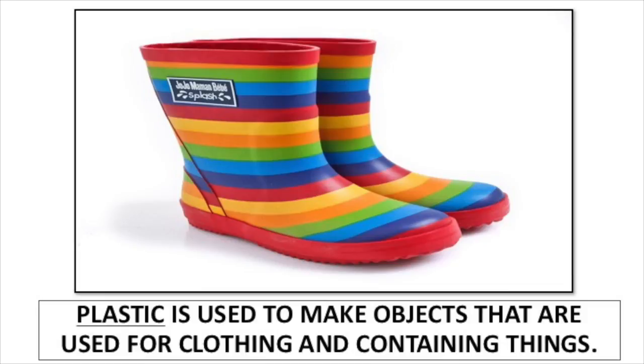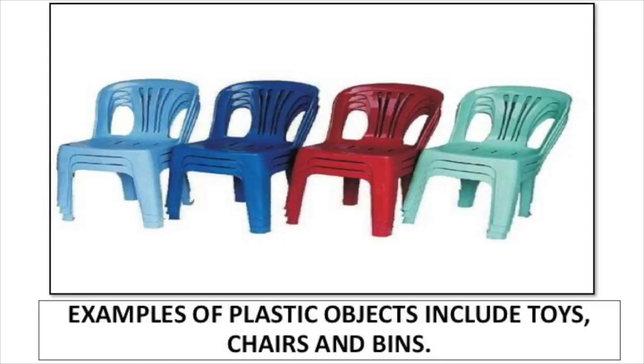Plastic is used to make objects that are used for clothing and containing things. Yes. Like here in the picture, you can see a pair of Wellington boots. And plastic is waterproof. So when it's raining, you will see that most of the clothes people wear when it's raining to protect them are made of plastic, because plastic is waterproof.